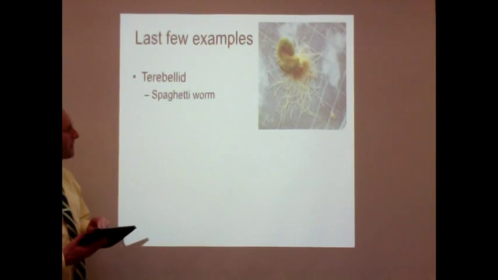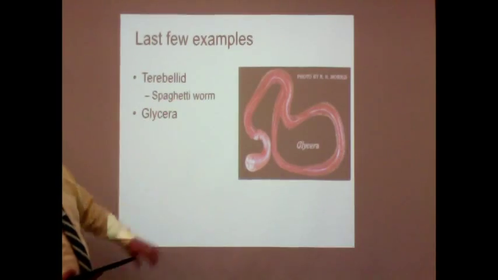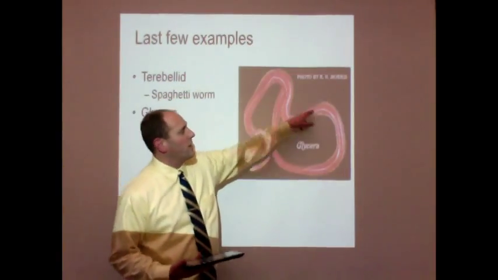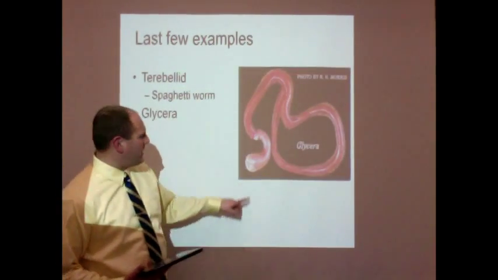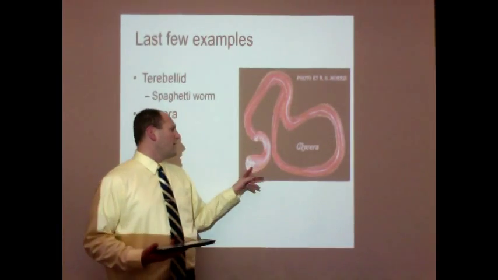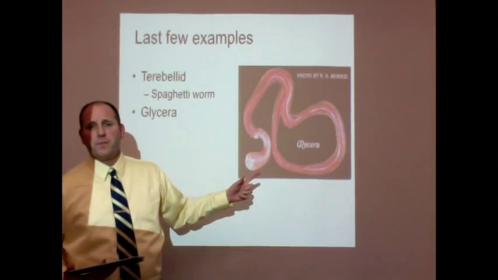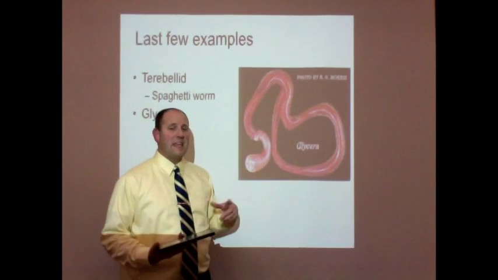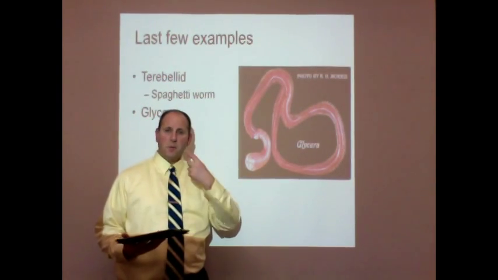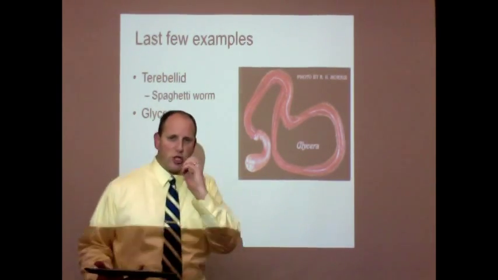And then we got one of my favorites here, that's Glycera. That's this guy right over here, bright pink. It's got this funky thing right here. This is actually its mouth. And it can evert its mouth. So most of the time it's in, but it can shoot its mouth out.